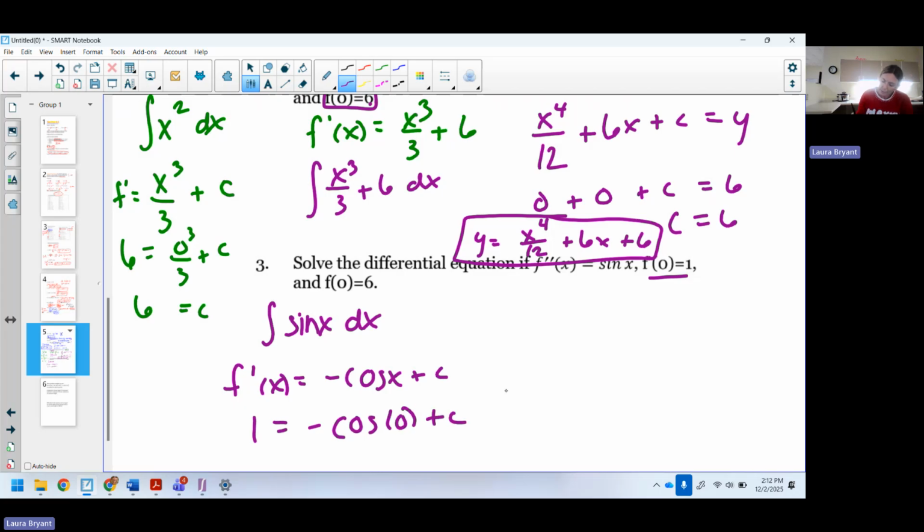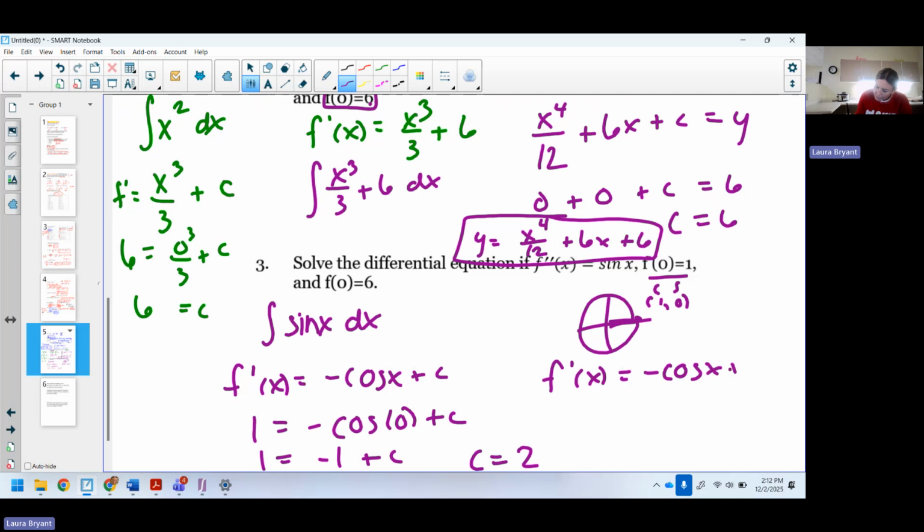So 1 equals negative cosine of 0. Quick reminder that in the unit circle, 0 is an angle, and the ordered pair there is 1, 0, and that's the cosine value and the sine value. So cosine is 1 here. So cosine of 0 gives me 1. There's a negative out front, which makes it -1, so c works out to be 2 if I add the 1 over. So my first derivative is negative cosine x plus 2.